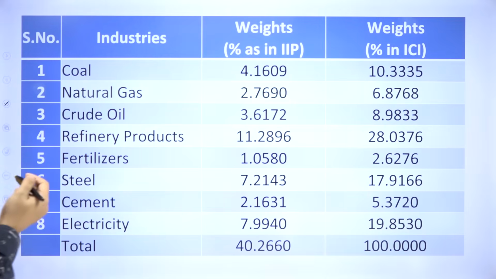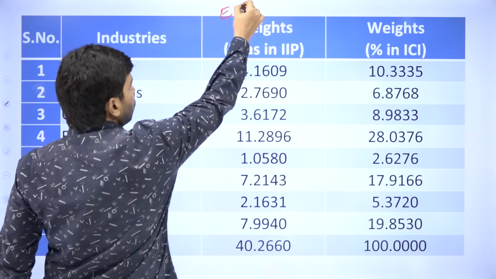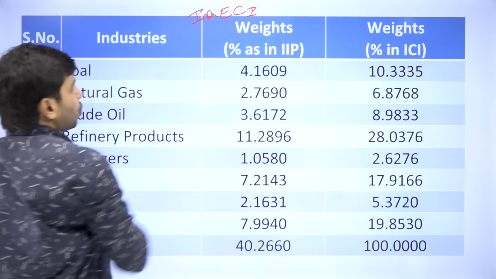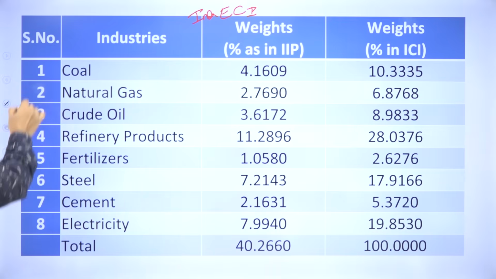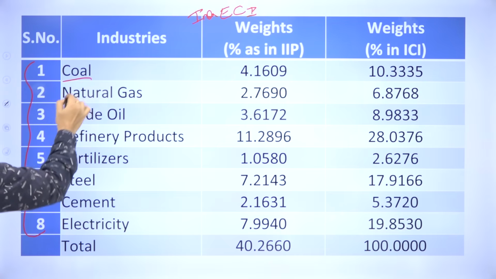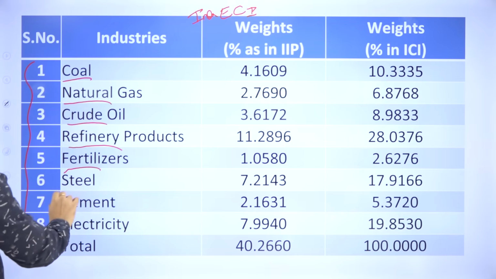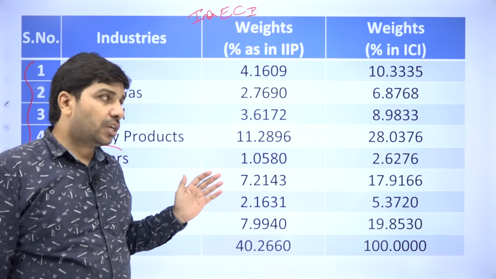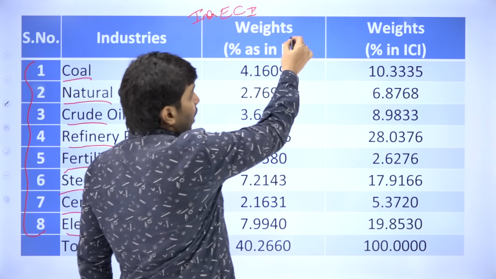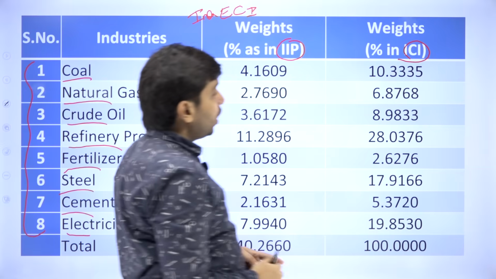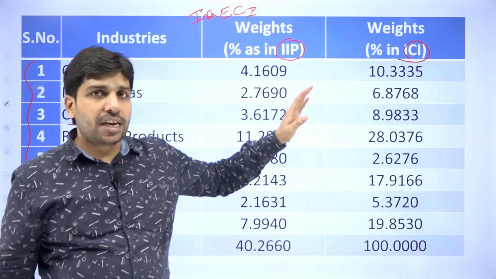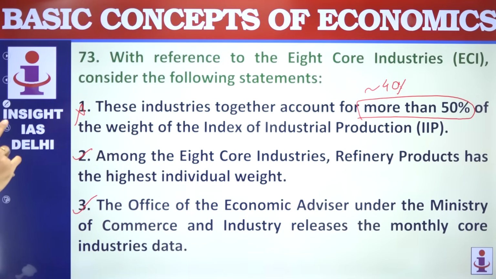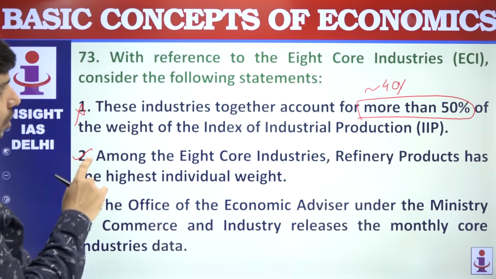Here is the weightage regarding 8 core industries. So these are the 8 core industries: coal, natural gas, crude oil, refinery products, fertilizers, steel, cement, electricity. This is a very favorite topic of UPSC. UPSC keeps asking questions regarding 8 core industries and their weightage in IIP and ICI also. So what is the weightage of 8 core industries in IIP and what is it in ICI? Both are two different things. So the question that we just saw was related to weight of 8 core industries in the 8 core industries index.